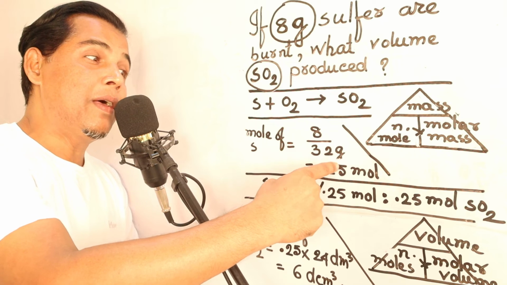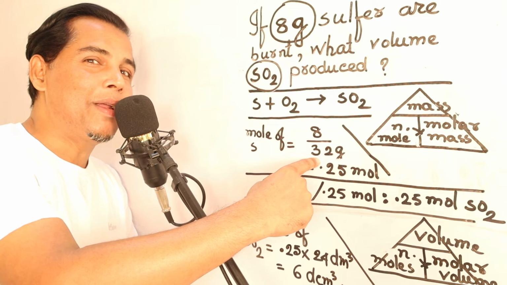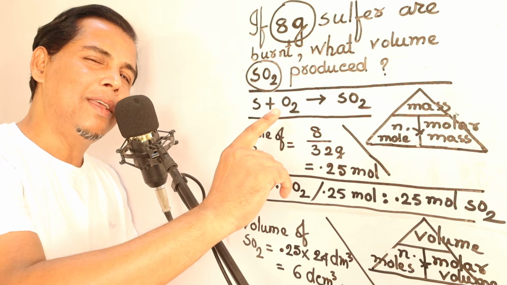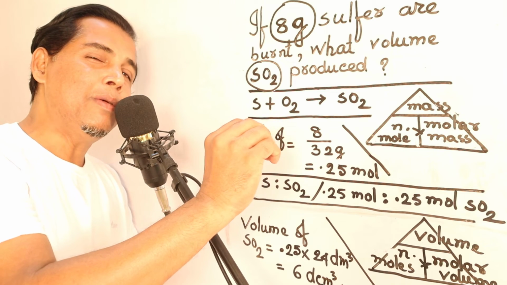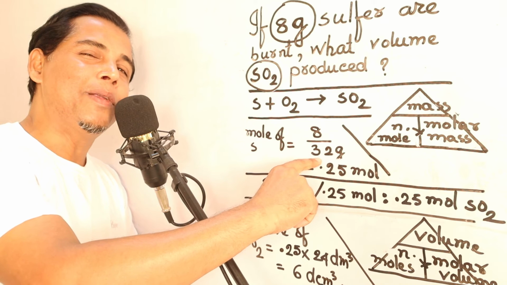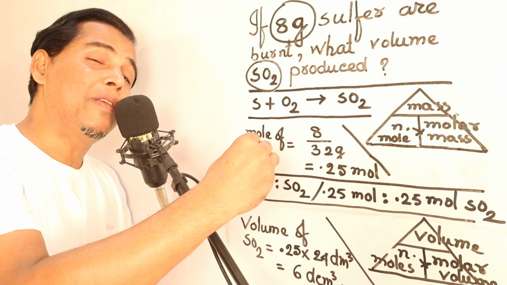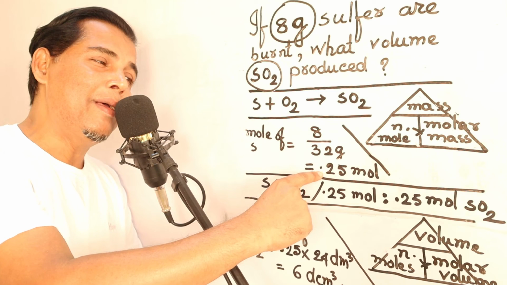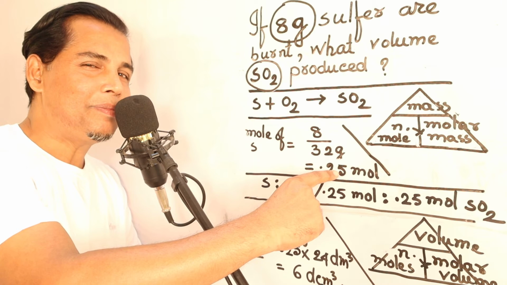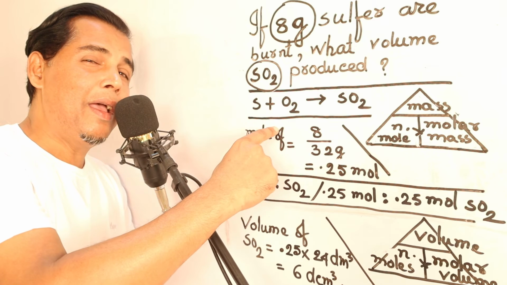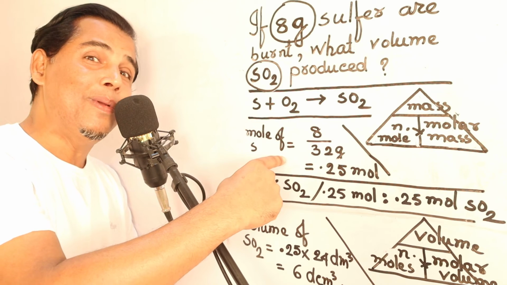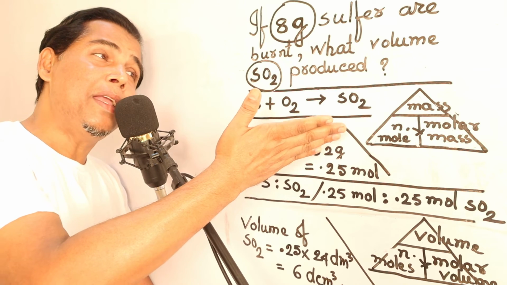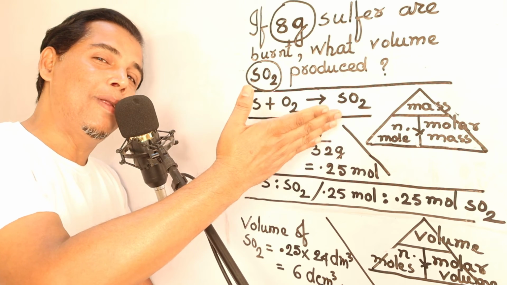I know the molar mass of sulfur. The molar mass of sulfur is 32 grams. Where is it found? In the periodic table. You just see the molecular mass of sulfur is 32, which has to be taken in grams. So 8 over 32 gives the number of moles. But my target is not the mole. My target is getting the volume. So this is the interim, the middle formula.